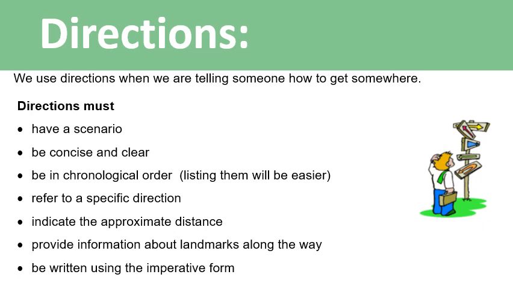Provide information about landmarks along the way. On the right, you will see the local library. On the left, there you'll see the police station. If you go straight, you will see the museum. Then, it must be written using the imperative form. I'm going to explain it to you now in the example.